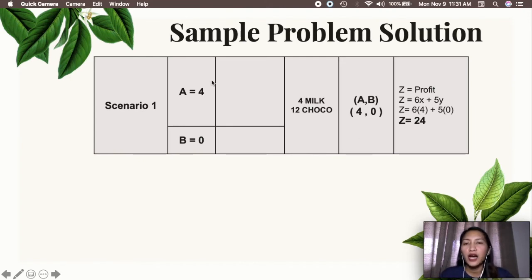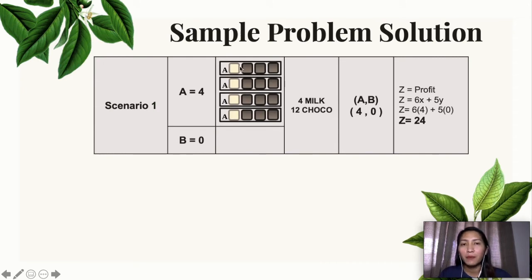Pwede kang mag-produce ng 4 na units ng A at 0 units ng B, na kung saan ang total raw materials na iyong magagamit ay 4 na milk kasi 4 na chocolates, tig-1 at tig-3 chocolates or units ng choco. So, all in all, ilan na nagamit natin na raw materials? 4 na units ng milk at 12 na units ng choco. Kasi limited yung ating raw materials, kailangan ay mas mababa or pantay doon sa total number of raw materials. We cannot add any further. Why? Because we have limited raw materials.